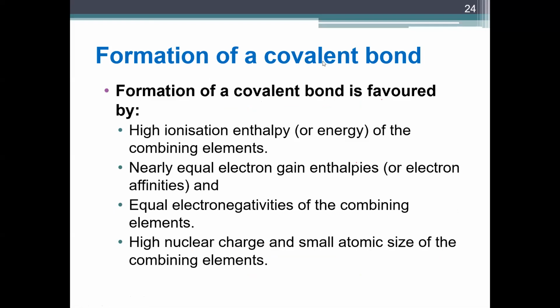So the formation of a covalent bond is favored by high ionization enthalpy or high ionization energy of the combining elements, and nearly equal electron gain enthalpies or electron affinity. There are equal electronegativities of the combining elements, and there is a high nuclear charge and small atomic size of the combining elements.